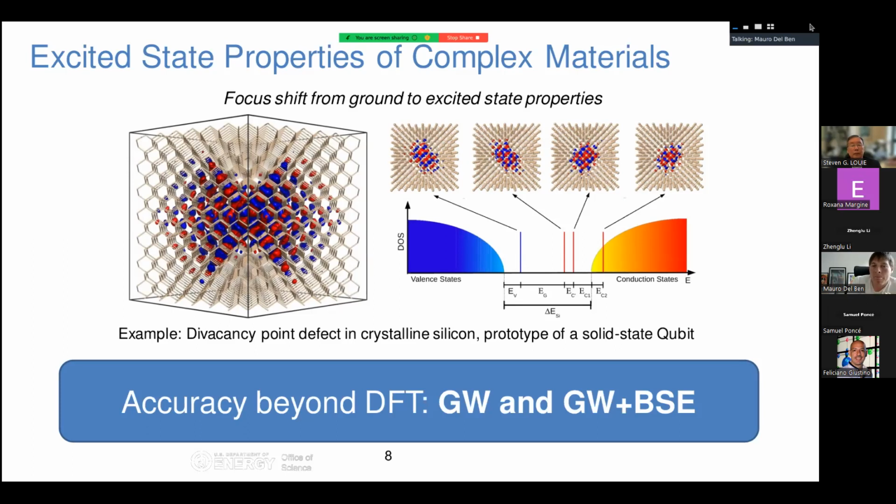Here is shown an example: a divacancy point defect in crystalline silicon. This kind of system is a prototype for solid state qubits, for which you need a good understanding of what's going on in the ground state, as well as in the excited states part of the spectrum. So density functional theory is not enough. You have to get a description which also includes an accurate description of the excited states part of the spectrum.